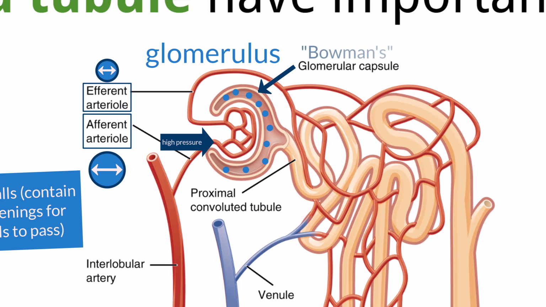Here is the Bowman's capsule. It is a cup-shaped structure that surrounds the glomerulus. Its inner wall is highly porous, which allows it to collect fluid filtered from the blood. This fluid is called filtrate. Its outer wall is an impermeable layer of cells that ensures all of the filtrate flows into the next part of the nephron, the proximal convoluted tubule, or PCT for short.